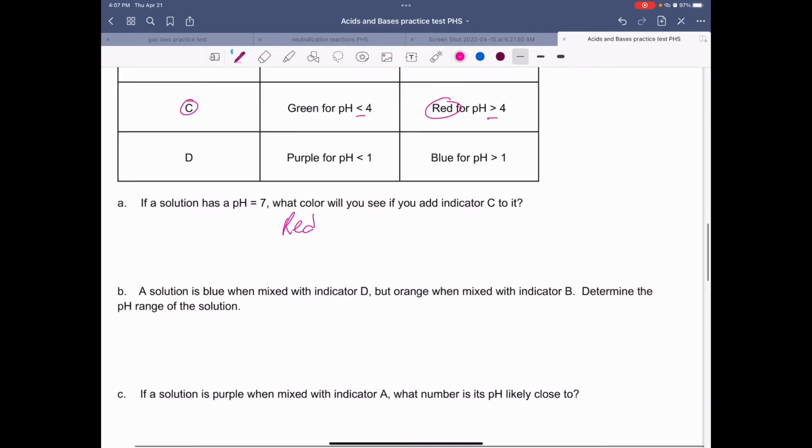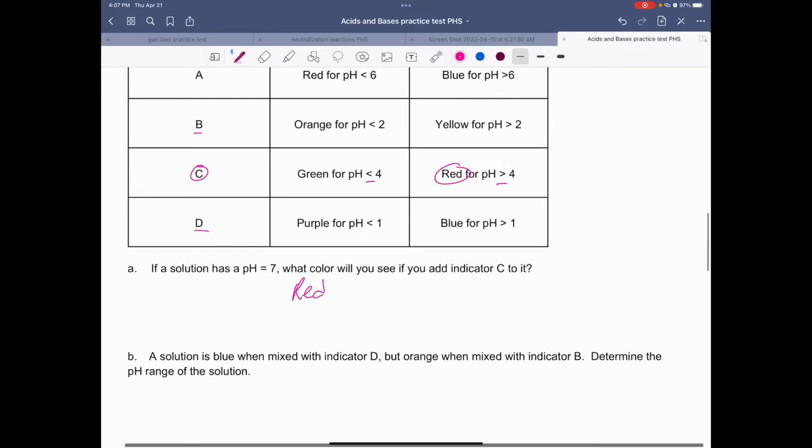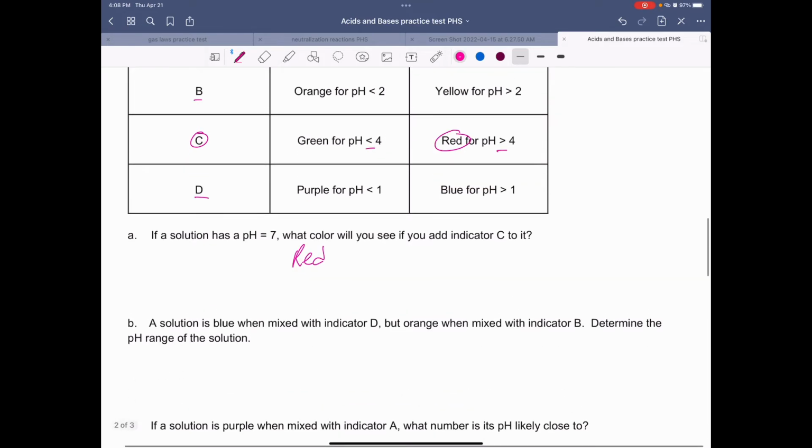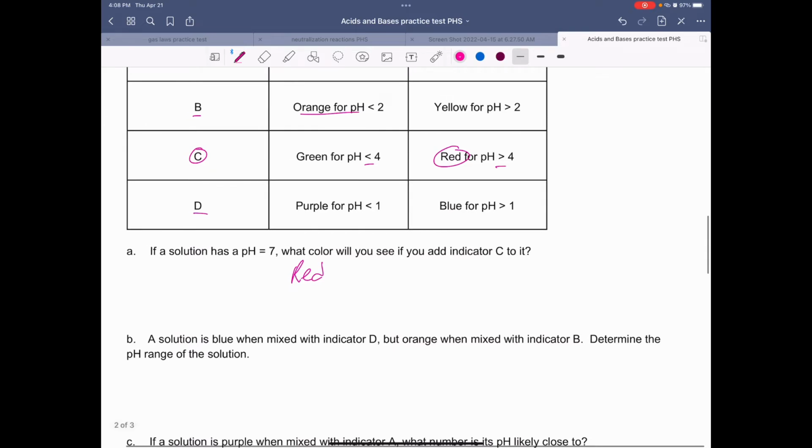A solution is blue when mixed with indicator D, but orange when mixed with indicator B. Determine the pH range. Okay, so let's start with B. If it turns orange, that means that the pH is less than 2. So I'm just going to write that down here for a second. So if it turns orange, the pH is less than 2. And for D, it will only turn blue if the pH is greater than 1. So if it's greater than 1 and less than 2, that tells you that the pH range is between 1 and 2. Right? It's got to be greater than 1, less than 2, so it's got to be in between those two.